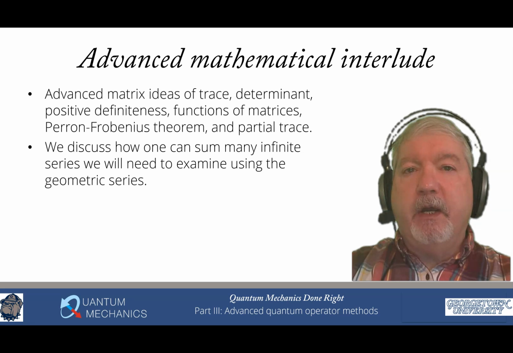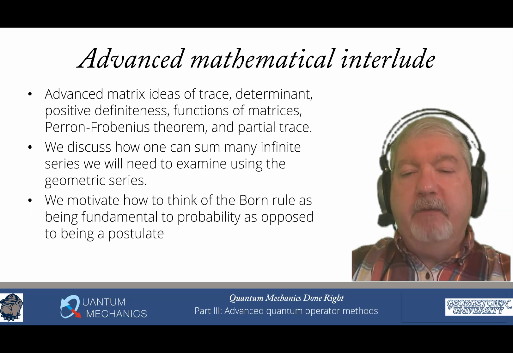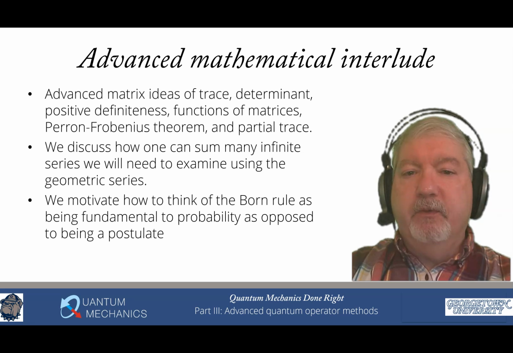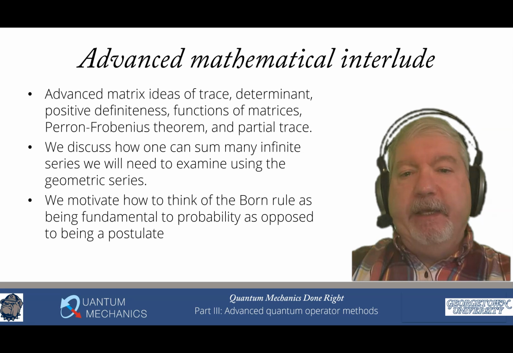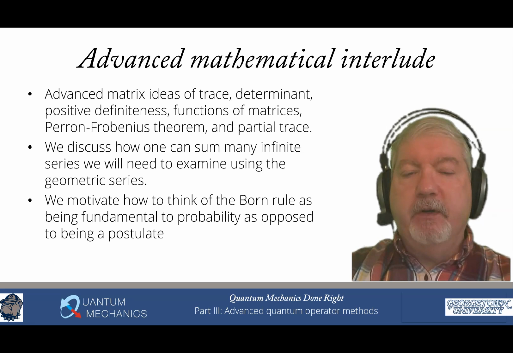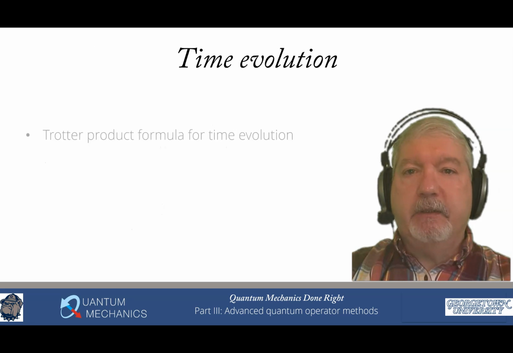Most of that is required for doing some of our time evolution. And then we have a concluding section where we discuss the Born rule as being essentially a fundamental rule associated with probability as opposed to being a postulate. Again, this isn't a proof, it's more of a motivation than a proof, but it's a pretty strong motivation for why we have the Born rule in determining the probability when we work with quantum mechanics.